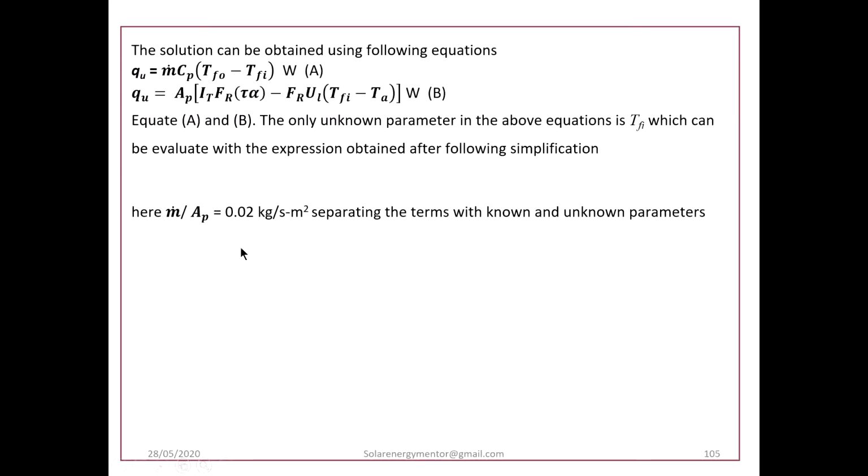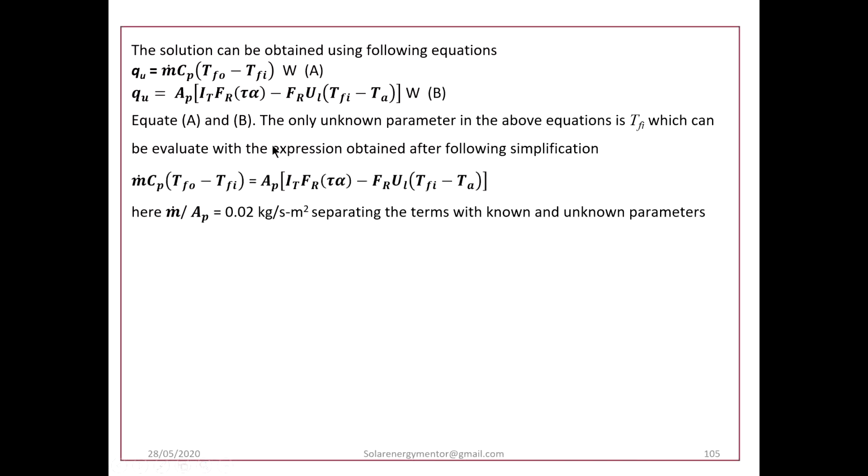So the solution goes like this. We have two expressions. One, the useful heat gain rate, which can be expressed as m dot Cp into TFO minus TFI in watts if m dot is in kg per second. And the useful heat gain rate also can be expressed using the Hottel-Whillier equation: AP, that is the absorber plate area, into bracket IT, the solar radiation intensity, FR tau alpha minus FRUL into TFI minus TA. This is again in watt. So if we equate A and B, the only unknown parameter in the above equation is TFI.